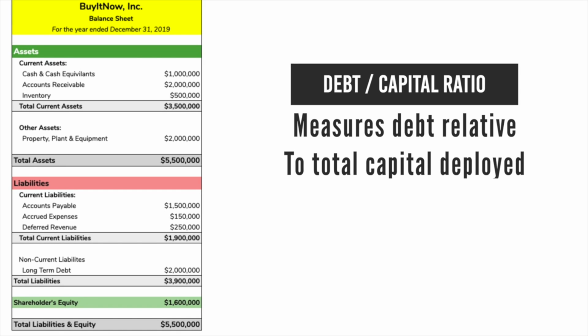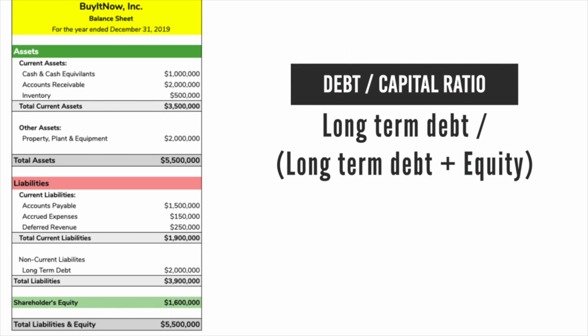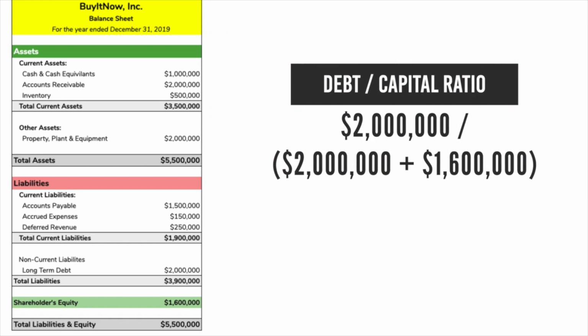So let's understand it more. When we look at the formula, you'll get it more. If we look at the formula for debt to capital ratio, it's long-term debt divided by long-term debt plus equity, which is basically comparing the amount of debt to the total capital deployed in the company. The long-term debt in this case, if you look at the balance sheet, is $2 million, and if you divide it by the total capital deployed, which is the same $2 million from long-term debt plus equity, that gives us $2 million divided by 3.6 million, or a ratio of 0.6.